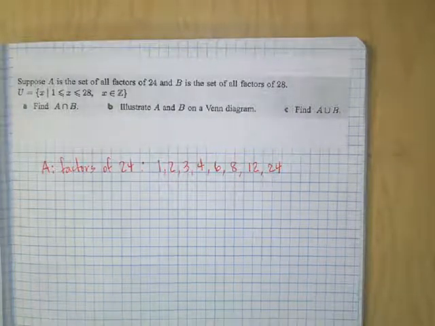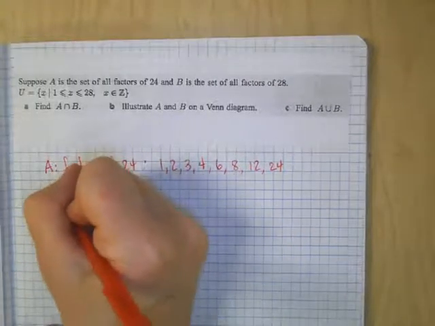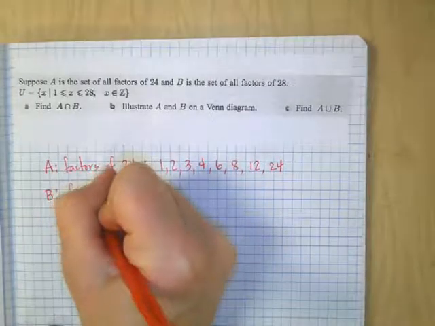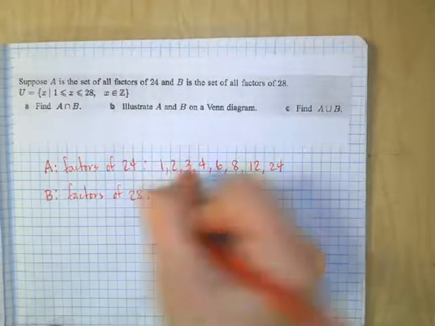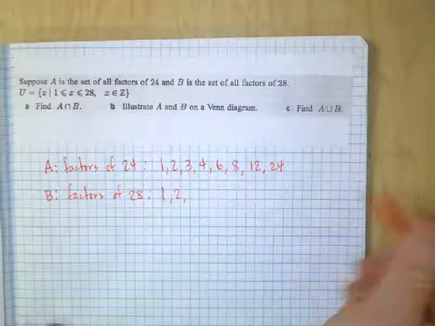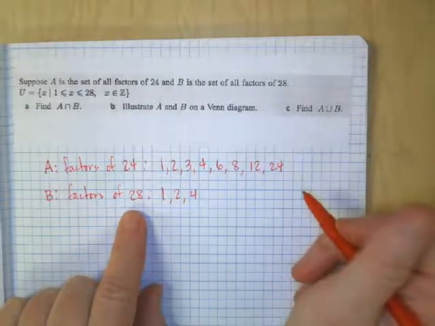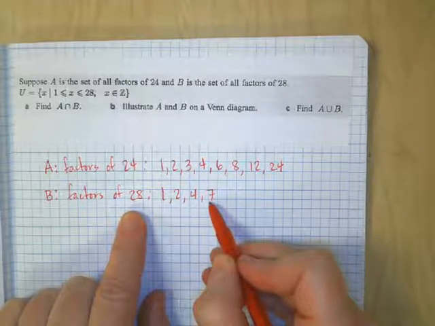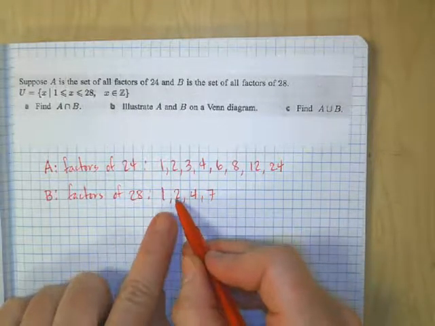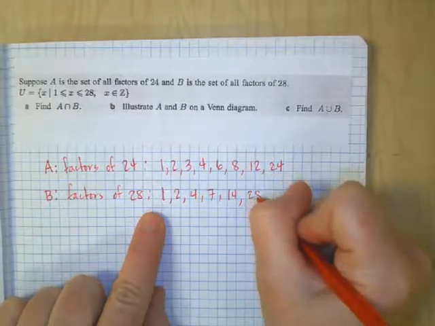So event B would be the factors of 28. So 1, 2, does 3 go into 28? No. 4, yes. 5, no. 6, no. 7, yes. Notice I already have a pair. 4 and 7 are a pair. So now I'm going to start doing pairs. 2 times 14 and 1 times 28. Those are the factors of 28.